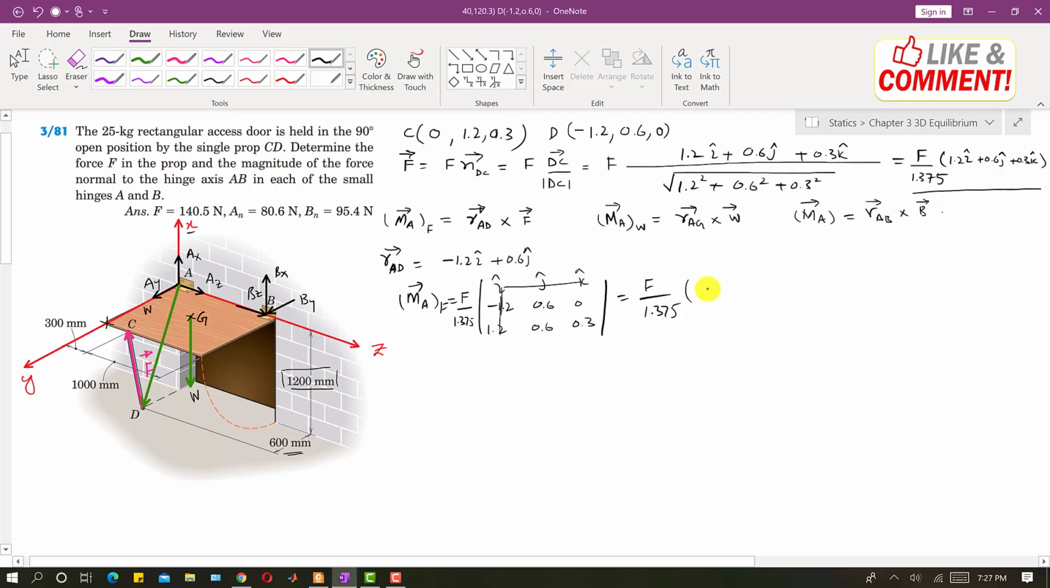0.6 into 0.3, so 0.3 into 0.6, minus, and this is 0, right? So we can write it directly. Then this will be i. Then I will write minus.